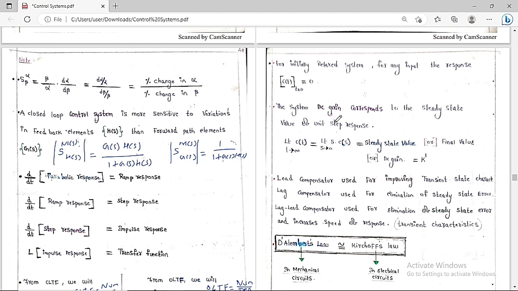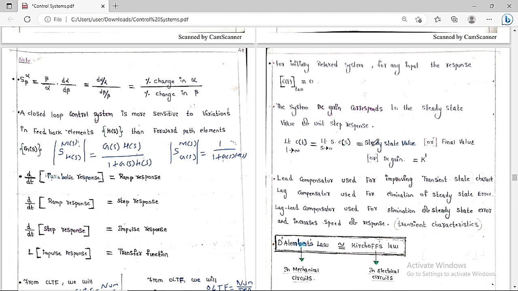So steady state value is nothing but the DC gain, which corresponds to the steady state value of the unit step response. Whatever the DC gain of the transfer function is, that is what we call the steady state value of the unit step response. Now you can see clearly, C of t is the unit step response. So limit t tends to infinity, C of t, by applying the final value theorem, is equal to limit s tends to 0 of s into C of s.